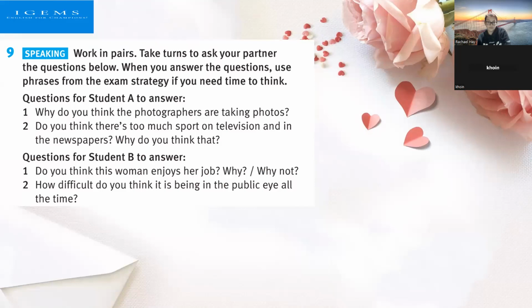Taking the photos because the people in the picture is famous or something. Okay, because the person in the picture is maybe famous. Good. Do you think there's too much sport on television and in the newspapers?